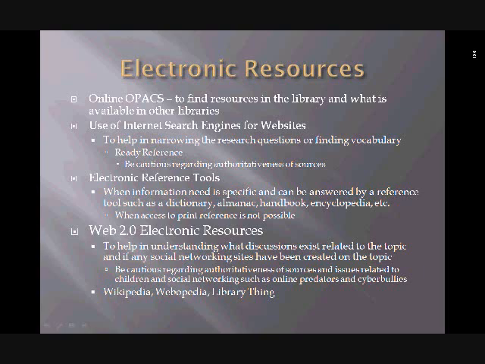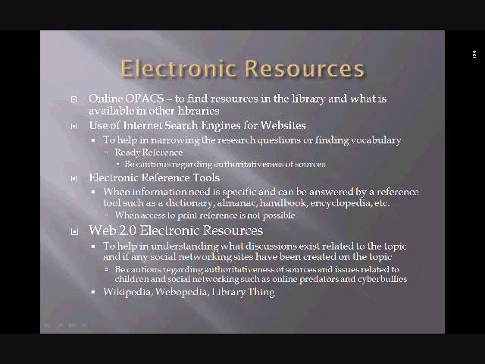Internet search engines are also useful for ready reference, but again, you need to be cautious about the authoritativeness of some of these sources. And then there are electronic reference tools, such as those you might find on the Kentucky Virtual Library. This is when the information need is very specific and can be answered by a specific reference tool, such as a dictionary, an almanac, a handbook, or an electronic encyclopedia. And this is typically when access to print reference is not possible or not convenient.